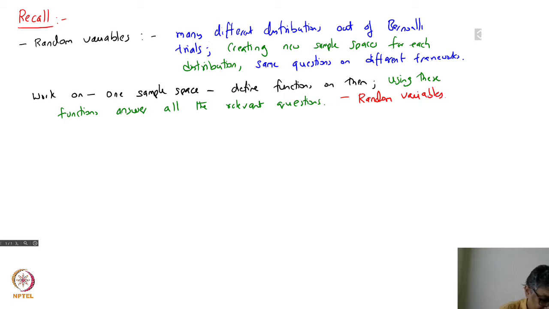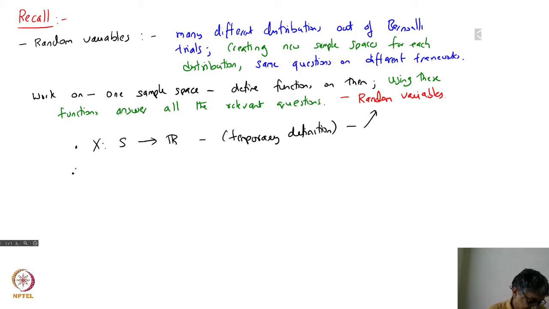I had various examples last time. So the way we defined a random variable was, we said a random variable is a function X from a sample space S to the real line. We will call any such function a random variable. It's a temporary definition.